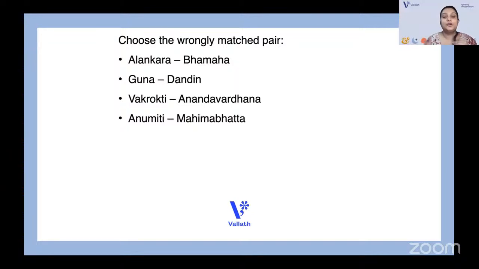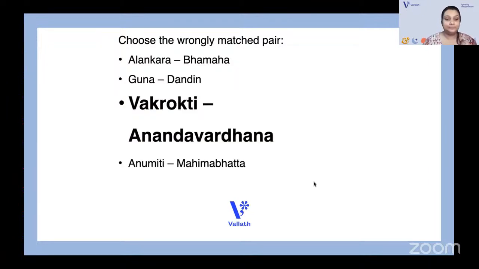So choose the wrongly matched pair. So here we have certain concepts of Sanskrit poetics and their propounders, but one pair is wrongly matched. So Alankara by Bhamaha, Guna by Dandin, Vakrokti by Ananda Vardhana, and Anumiti by Mahima Bhatta. But here one pair is wrong. That is Vakrokti. It is not by Ananda Vardhana, it is by Kuntaka. Yes, Kuntaka.